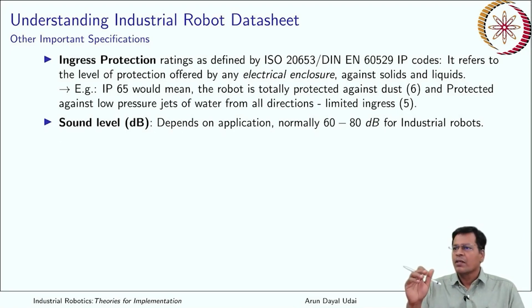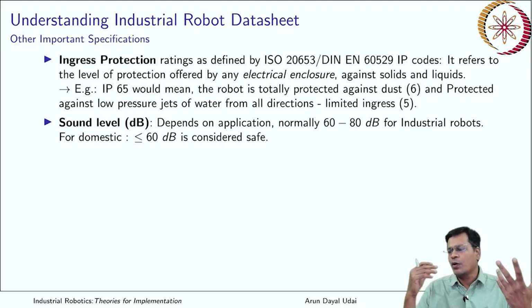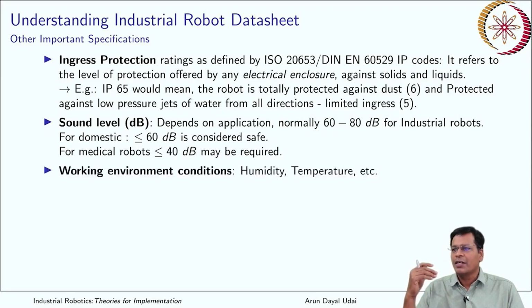Okay. For domestic application, it should be below 60 decibels. It is considered safe for humans. If you continuously hear that type of sound for a longer amount of time, you go mad, no? Yes. For medical robots, less than 40 decibels.